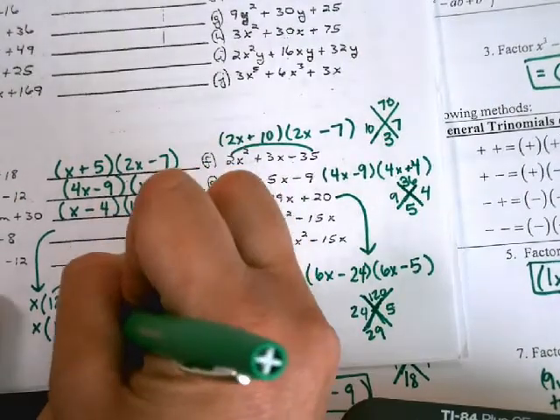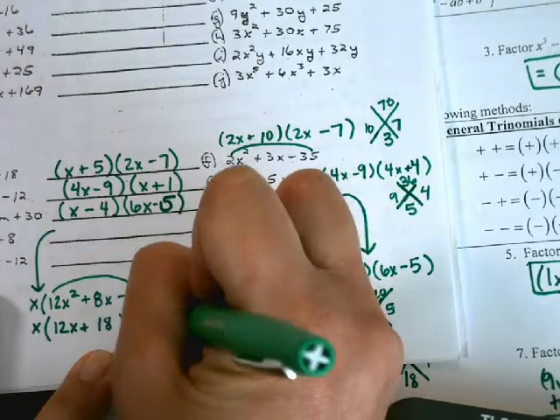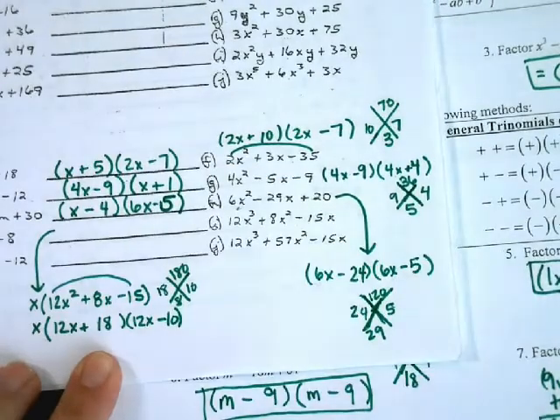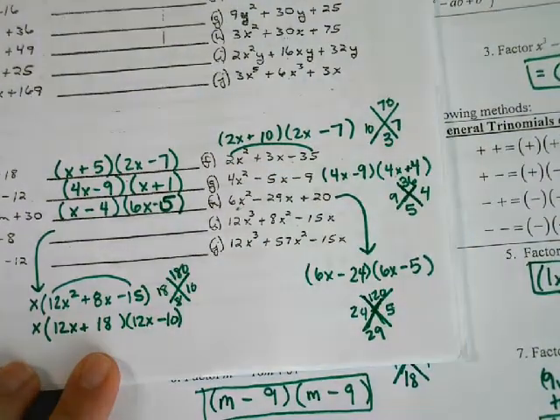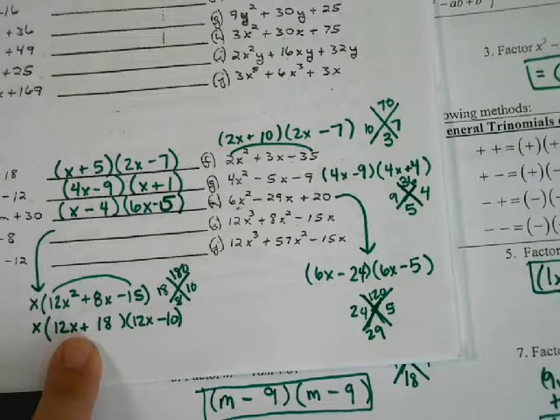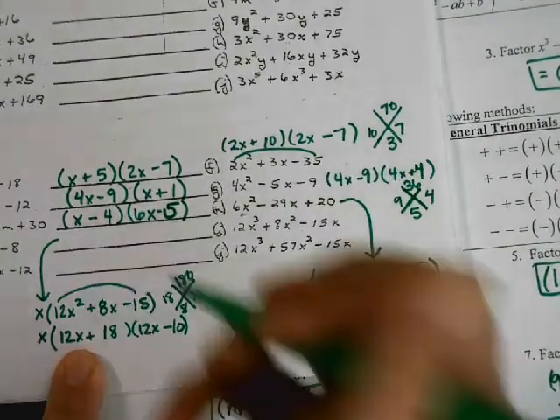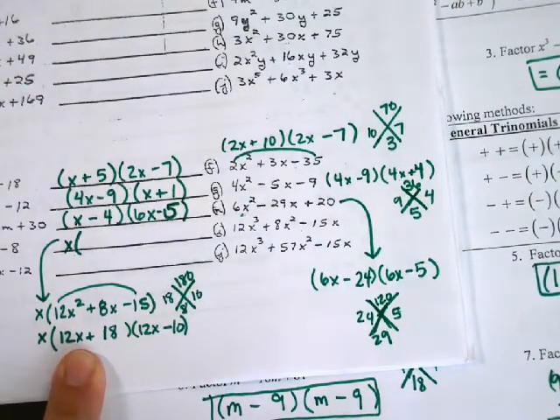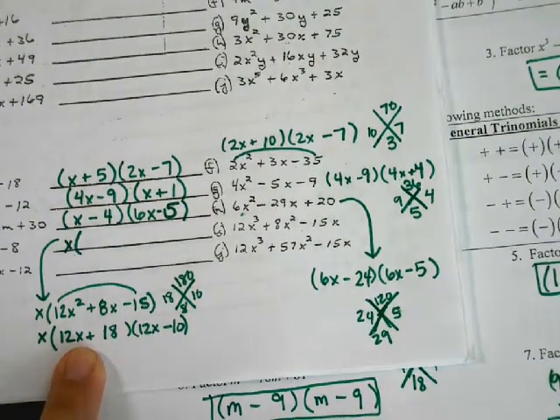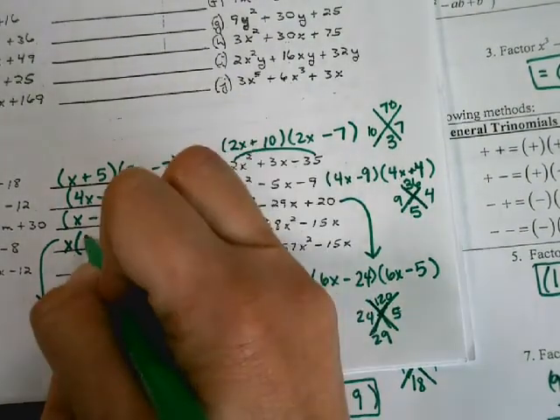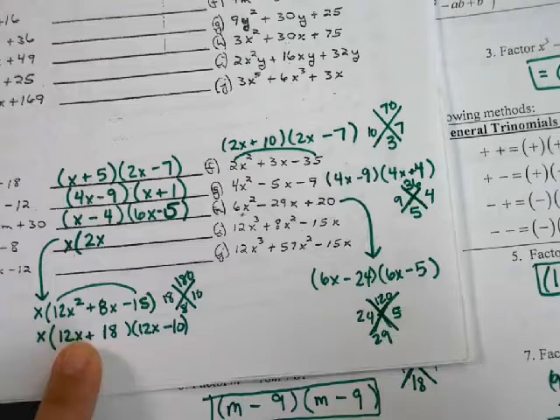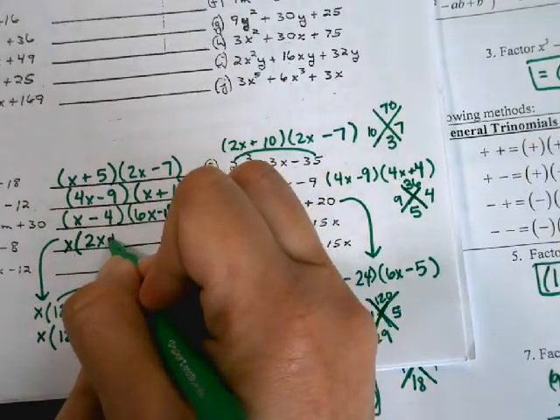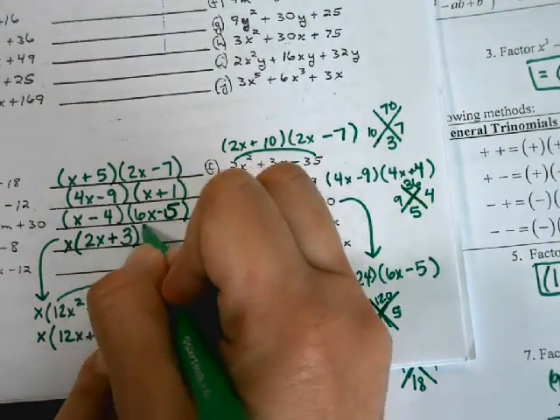I want a positive 18. Put the bigger number first, smaller number second. Alright, now I'm looking for things in common. Do 12x and 18 have anything in common? They have a 6 in common, right? So I'm going to divide 12x by 6 and I get 2x. 18 divided by 6 is 3.